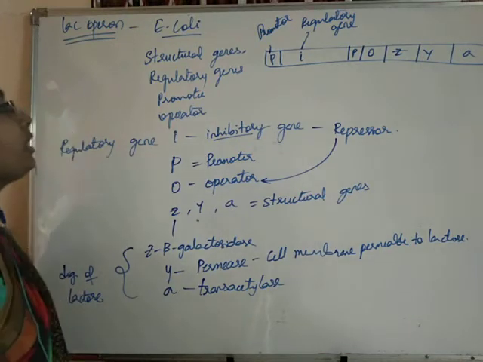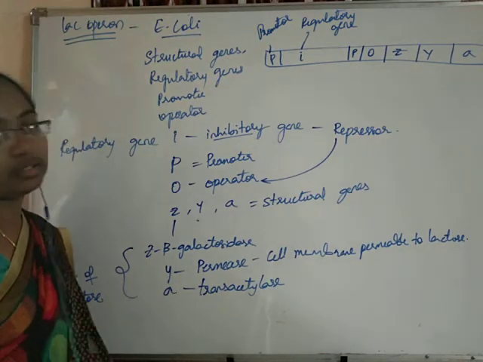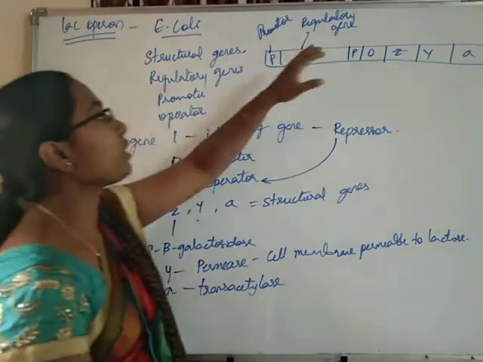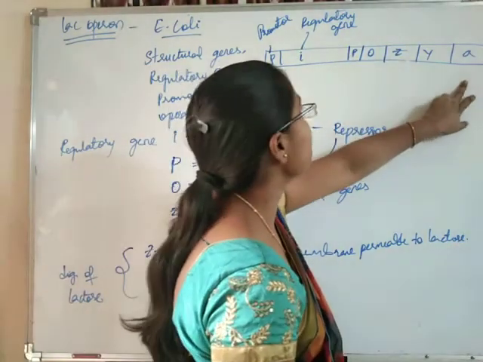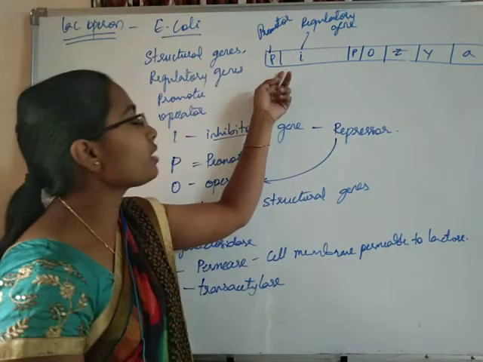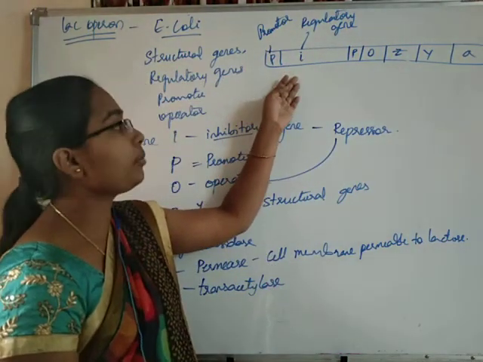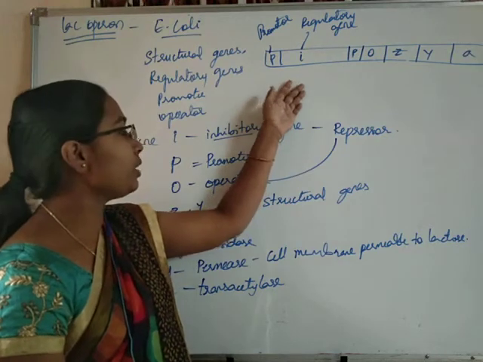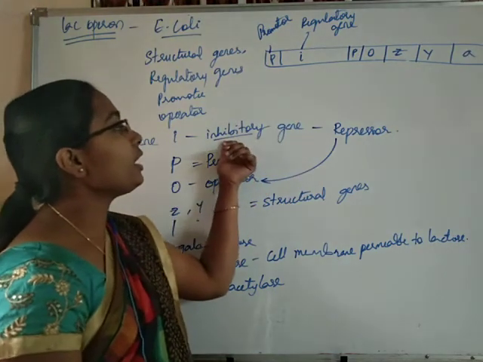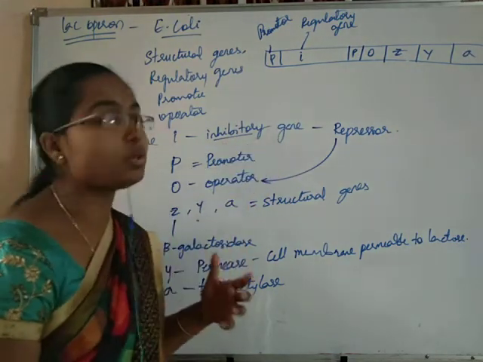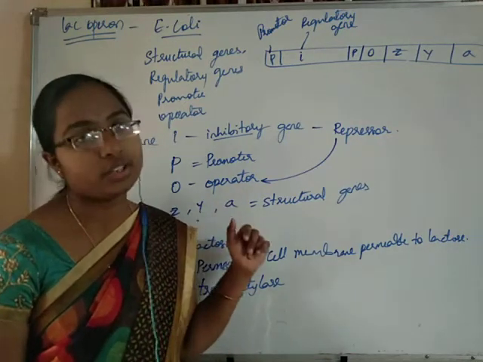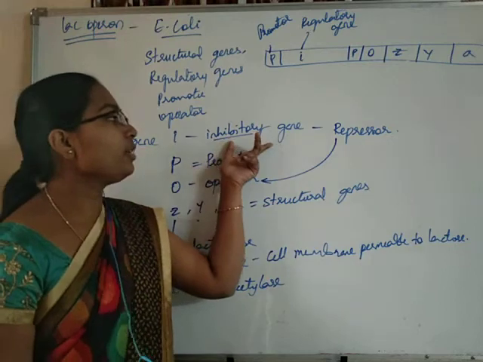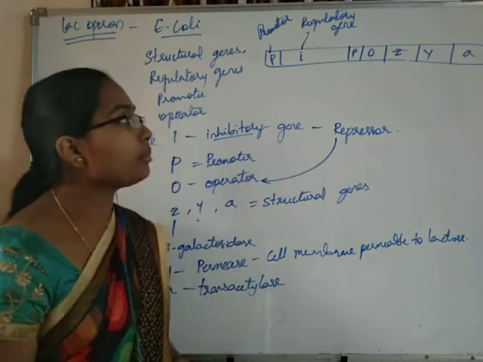Now we are familiar with what an operon consists of. We have studied that operon consists of a regulatory gene, a promoter, an operator and structural genes. The regulatory gene is I here, it is going to produce a repressor. Because of this repressor, it is called an inhibitory gene, because it produces a repressor which inhibits the functioning of the structural genes.